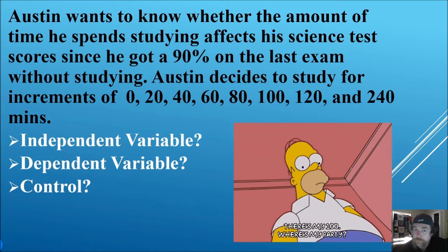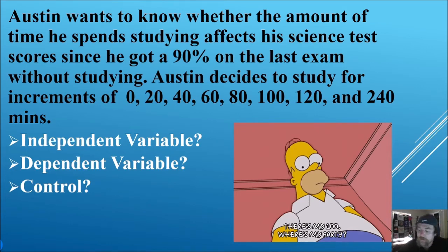Let's look at an example. All right. Austin wants to know whether the amount of time that he spends studying affects his science test scores, since he got a 90% on the last exam without studying at all. He decides to study for increments of 0, 20, 40, 60, 80, 100, 120, and 240 minutes for the next 8 tests. All right. What would be the independent variable?